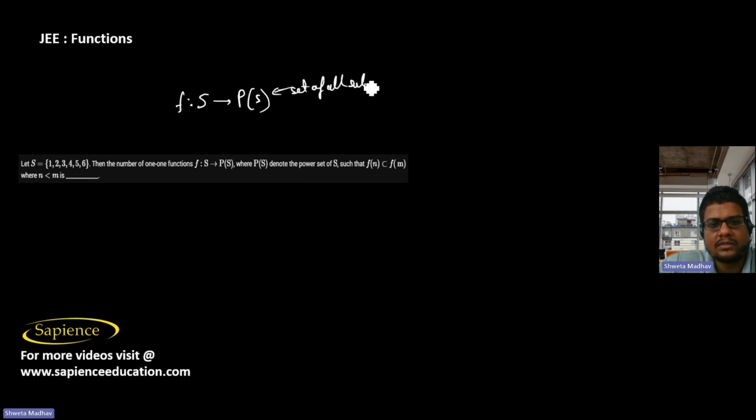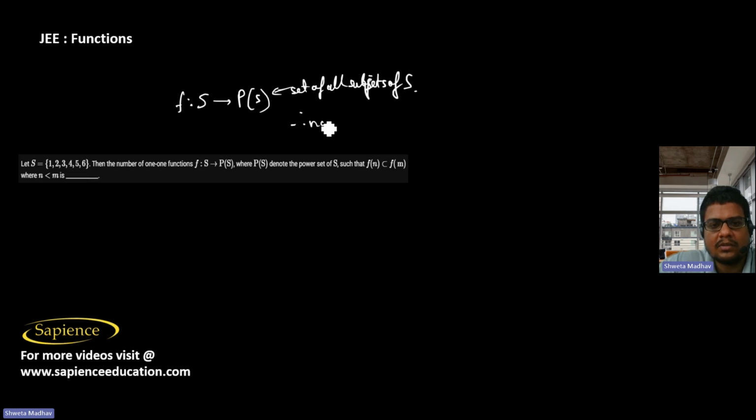And here it is told that S is a set. S is a set which contains 1, 2, 3, 4, 5, 6. Then the number of functions f which maps from S to P of S, where P of S denotes the power set of S. So it is the set of all subsets of S.